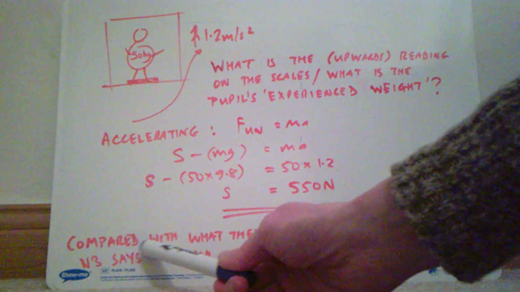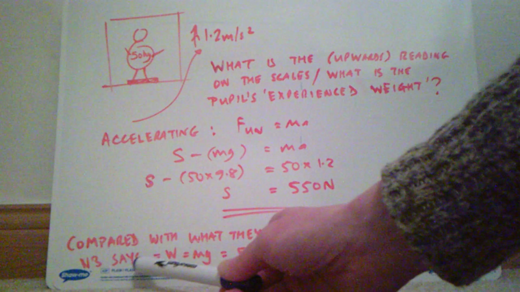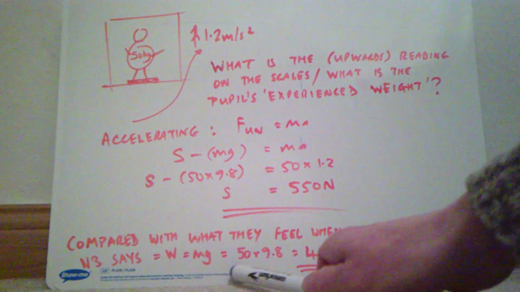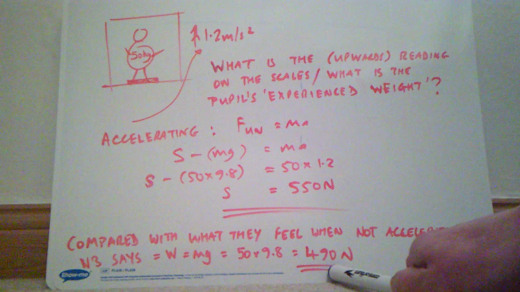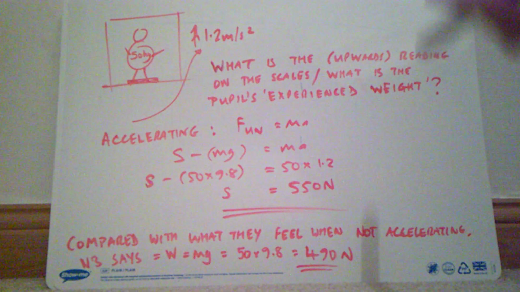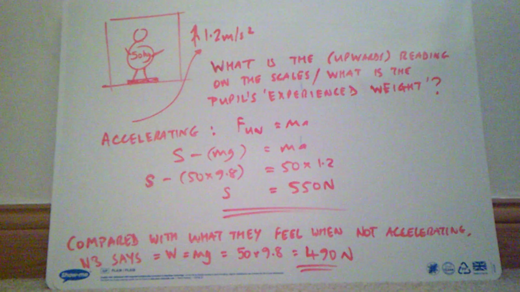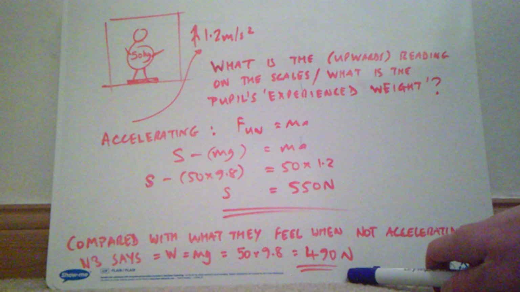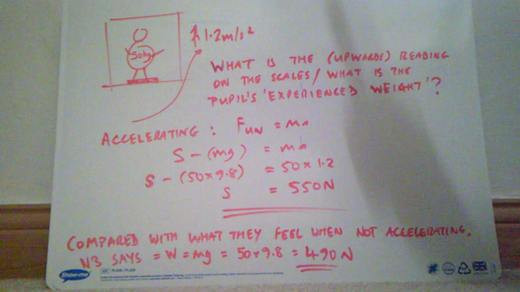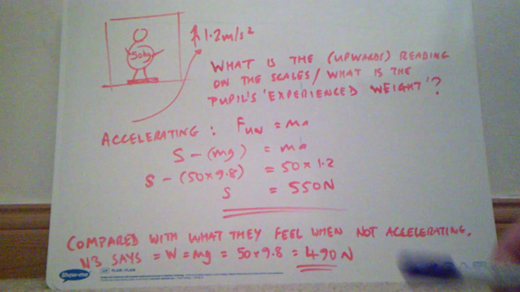Now, if you compare that with what the pupil feels when they're not accelerating, if you just do W equals mg, the weight force on this person comes out to be 490 newtons. So that's what they normally feel, because normally the upward support force, as we saw on this previous slide, is the same size as the downwards weight force, so they normally feel 490 newtons. But if the support force suddenly has to increase to achieve that acceleration, then that's what they feel. They feel the 550 newtons.